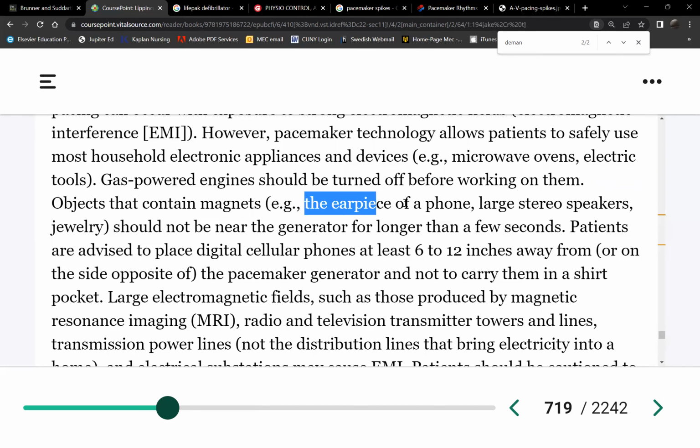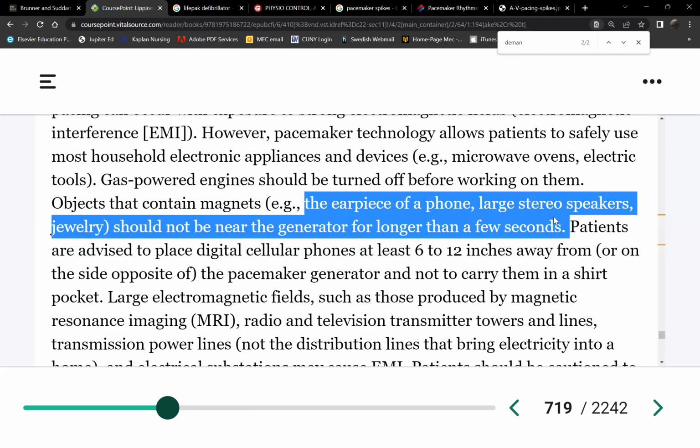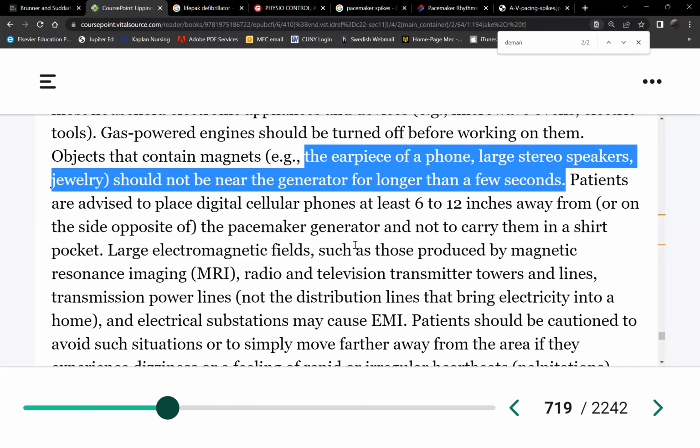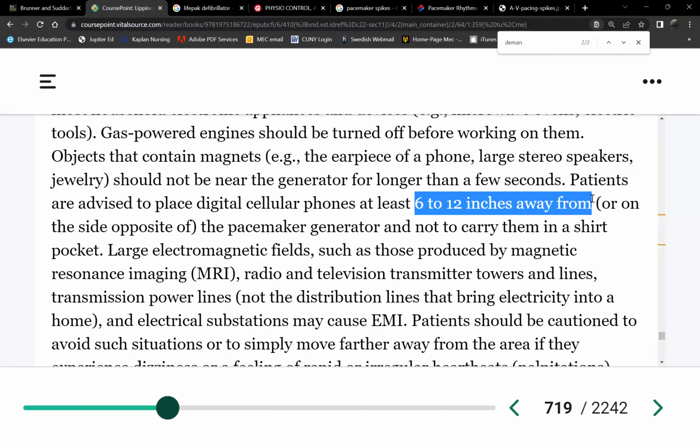If you have the earpiece of a phone or large stereo speakers, use them only for a few seconds. Cell phones should be 6 to 12 inches away from the pacemaker. As long as it's six inches away, it's fine. So where is the pacemaker? Usually on the left.